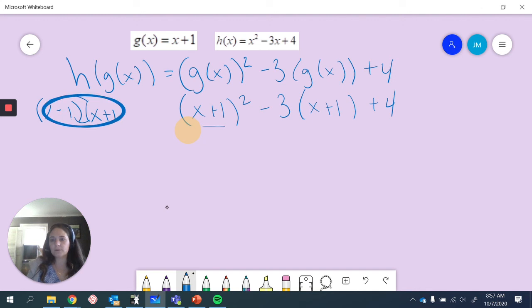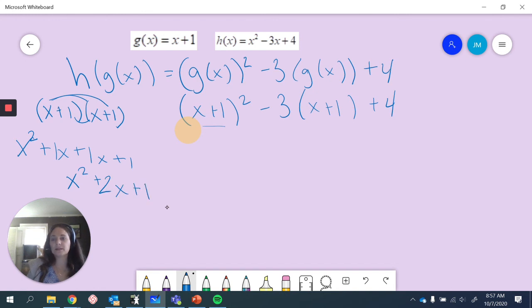Ooh, Control Z. Can I Control Z on this? Yep. Okay, so we need to double distribute this. So x times x is x squared. x times 1 is 1x, 1 times x is 1x, and 1 times 1 is 1. So this is x squared plus 2x plus 1. So you got to be careful there because if you just square the x and square the 1, you're missing the middle term. So x squared plus 2x plus 1.